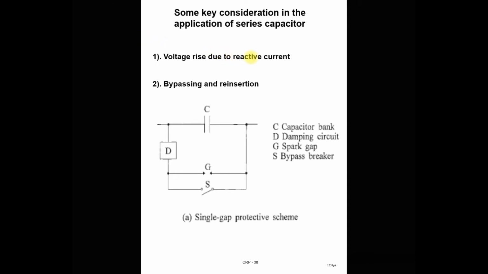So what is the voltage rise and why does this voltage rise occur due to the reactive current? As you know, the series capacitor is connected in series with the line, so during high power swing or heavy power transfer conditions, the reactive current flow in the line is very high. And you can see that the capacitor is connected in series with the line. So the voltage on one side of the capacitor becomes very high, and because of that, it creates unacceptable voltage stress on the equipment which is connected on this side of the capacitor bank or the series capacitor.